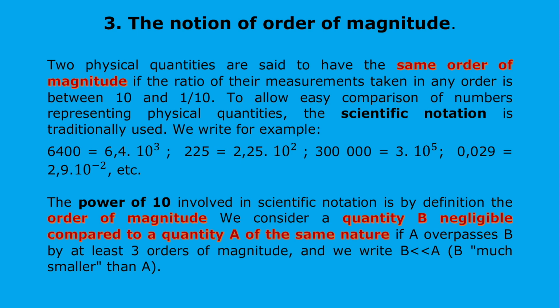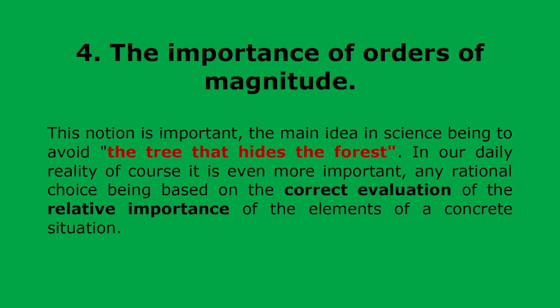Point 4. The importance of orders of magnitude. This notion is important, the main idea in science being to avoid the tree that hides the forest. In our daily reality, of course, it is even more important. Any rational choice being based on the correct evaluation of the relative importance of the elements of a concrete situation.